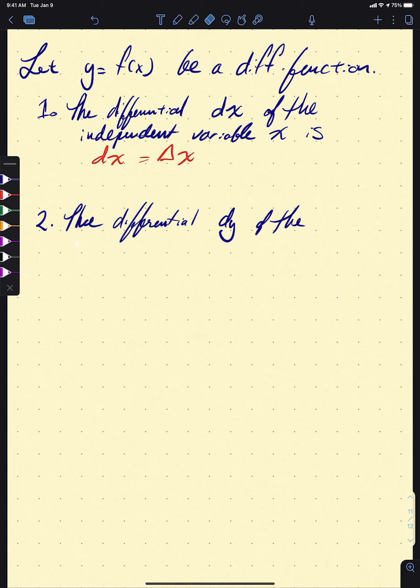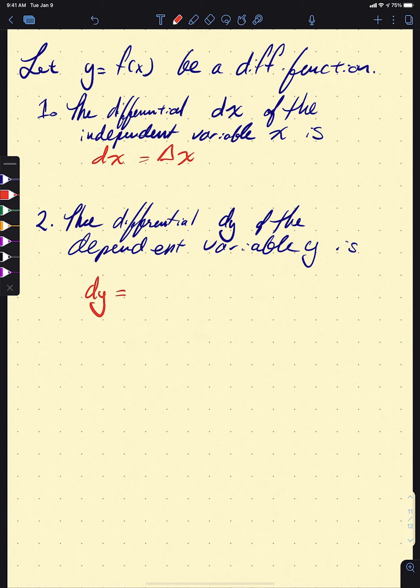So we'll write that a little bit cleaner. Dependent variable y, dy is f prime of x delta x, right, which since delta x and dx are the same, we can also write this as f prime of x dx, okay?